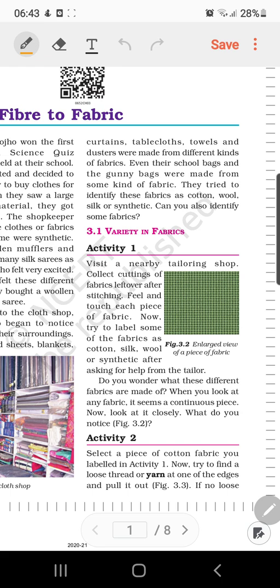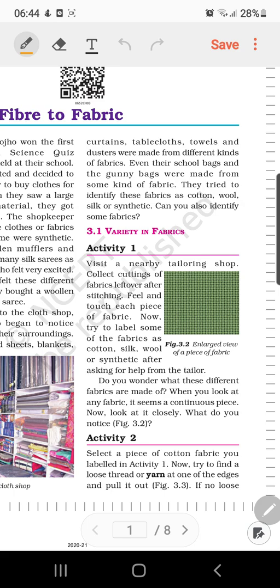Likewise, if we differentiate between natural fibers and the synthetic ones, synthetic fibers are made from different resources, but they are human or man-made fibers, like rayon, or any acrylic fiber, or nylon. So these are the basic examples of synthetic fibers.